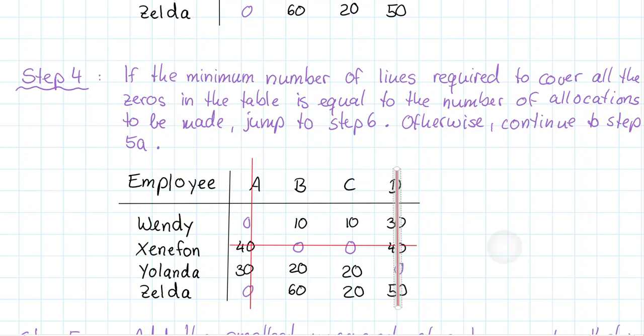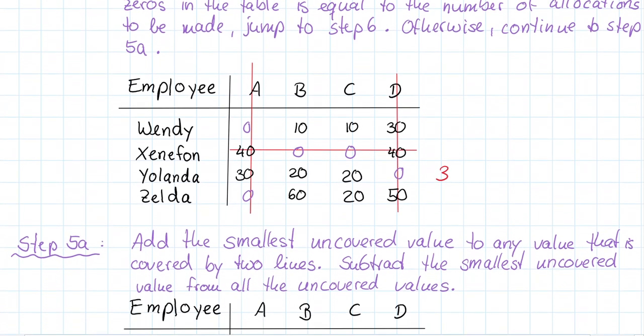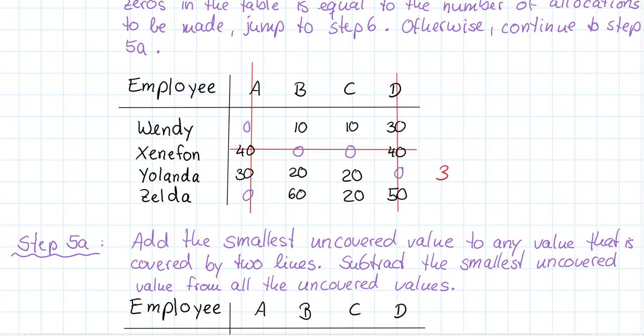Good. All zeros covered, but 3 lines. So that means we can still not jump to step 6. We need to continue to step 5a. Okay, step 5a. Add the smallest uncovered value to any value that is covered by 2 lines.